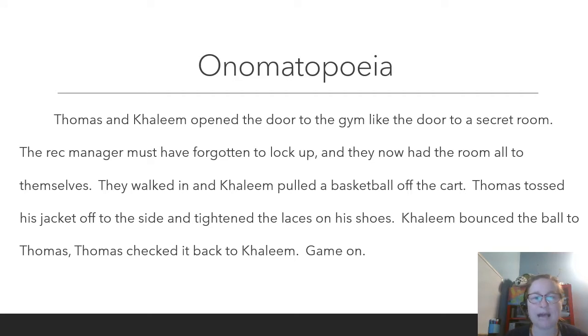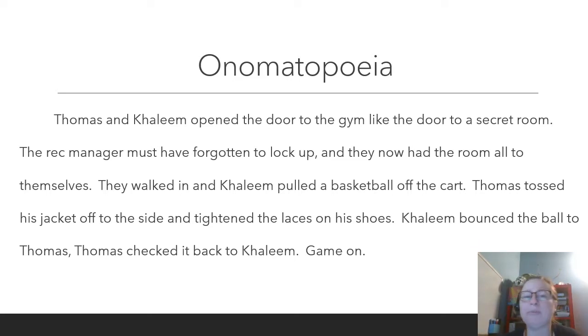All right, so we're back to the example of Thomas and Kaleem going into that gym to play basketball. I added in a simile that I came up with yesterday, and now I'm looking for a spot for some onomatopoeia. I'm going to read it again, and as I read, I'm going to be thinking, what sounds would I be hearing if this was a movie?